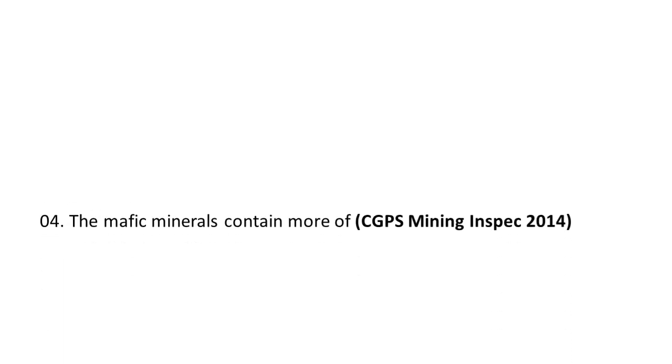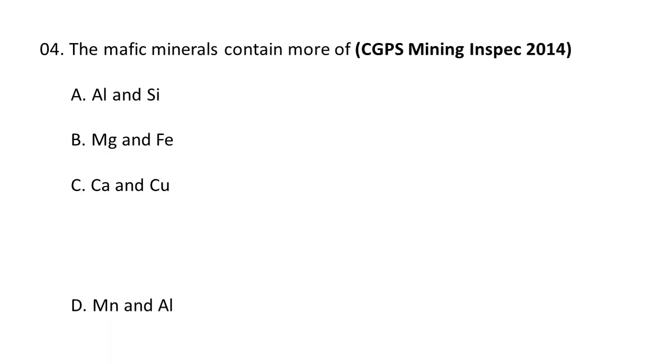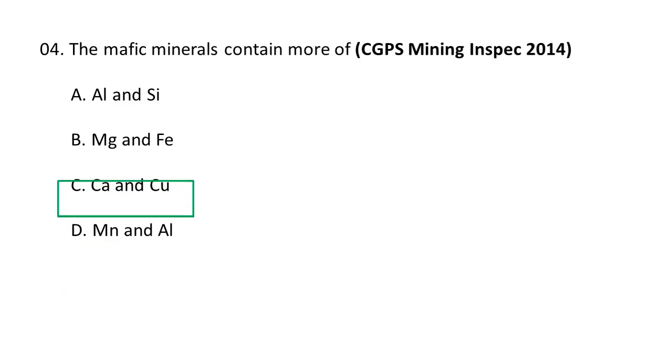Next question. The mafic minerals contain more of, this is a very simple question: A. Aluminum and silica, B. Magnesium and iron, C. Calcium and copper, D. Manganese and aluminum. The mafic minerals contain more of magnesium and iron.